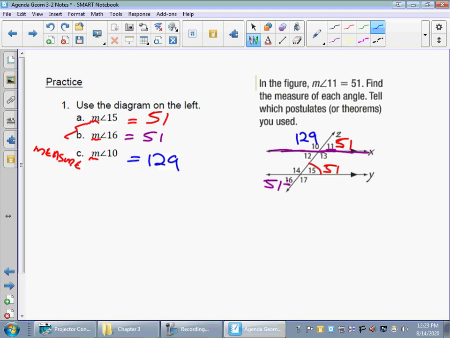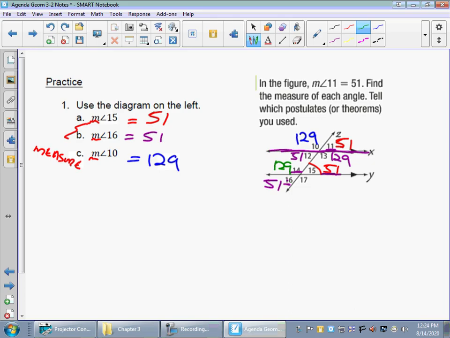And you could actually fill in the rest of them based on all the theorems we know. Okay? We also know we could fill in 12 because it's vertical to 51. 12 would be 51 because it's vertical. 13 then would be 129 because it's vertical with 10. It's also a consecutive interior angle with 15, so it would have to add to 180. 14 and 12 are consecutive interior angles, so they're supplementary and would have to be equal to 180, so that would have to be 129.